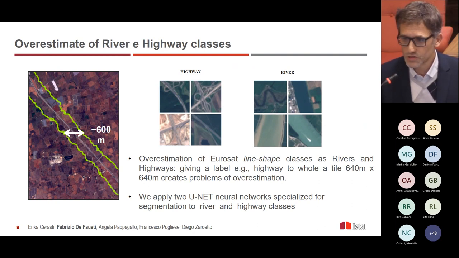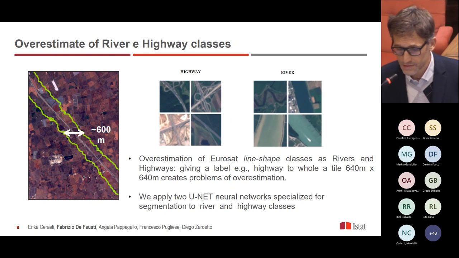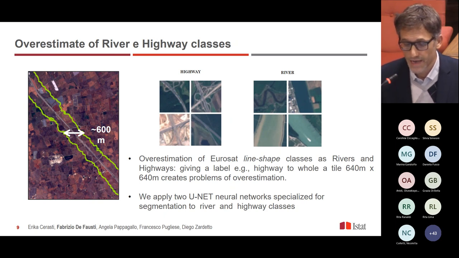This is our approach that we call the classify and count approach. But we have a problem, an overestimate problem, in particular for the EuroSAT land cover classes river and highway. In this example, we have an image of a river. Of course, this is a river class, but around the river there is other land cover. For example, here we have vegetation, crop, or forest. This leads to an overestimate of this class.